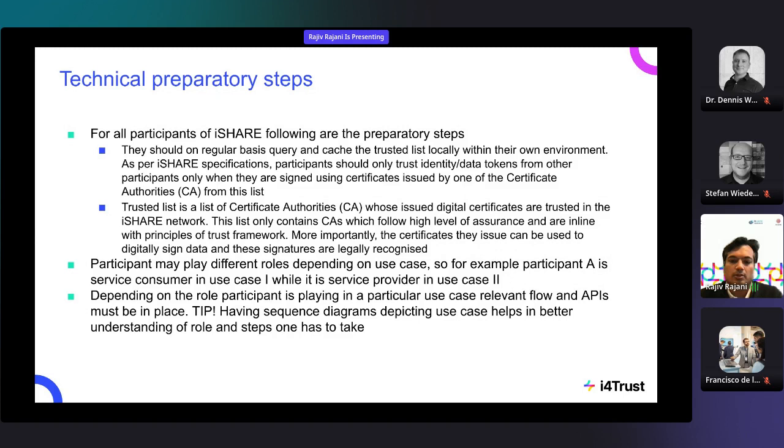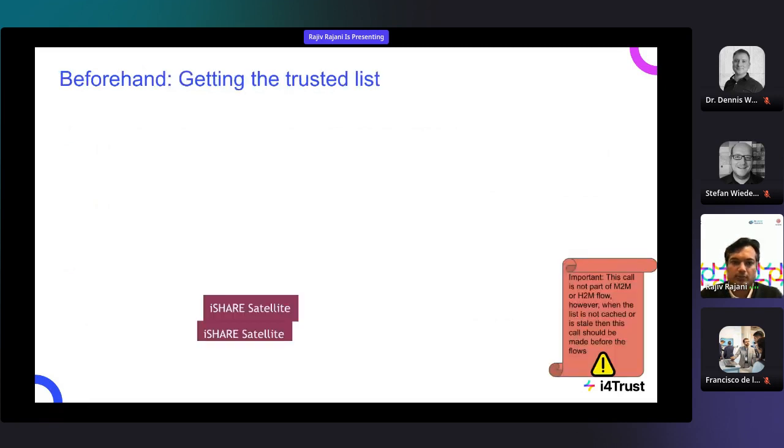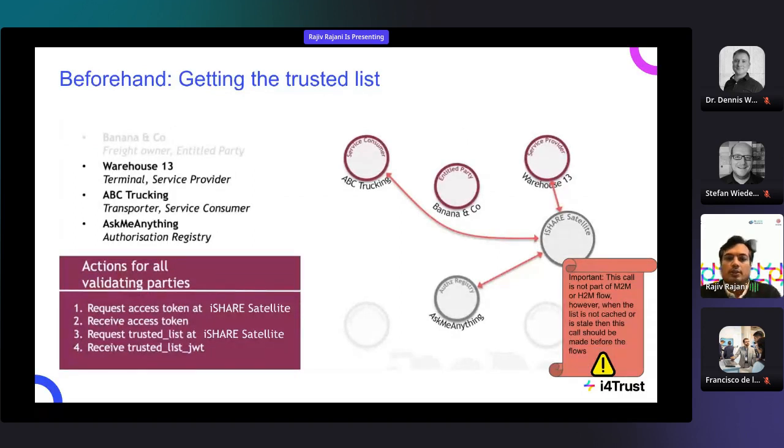Participants can play different roles, as I've explained, and here we are looking only from this use case perspective. So these organizations, as they are currently mapped to the iSHARE roles, this only applies when we are discussing this use case. When we discuss another use case with the same participants, for example, they can be playing different roles as well. Yeah. So this is about the trusted list.